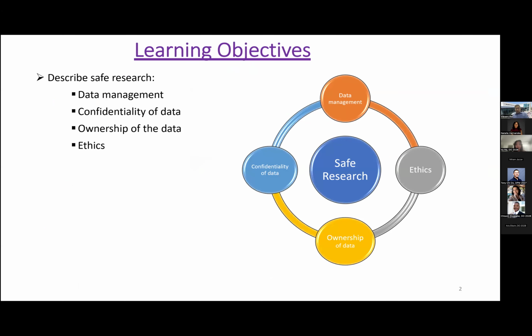Okay. So safe research means regarding the data, this has four constituents, basically 4 points. First thing is data management, confidentiality of data, ownership of the data, and ethics. So I will go one by one in detail.